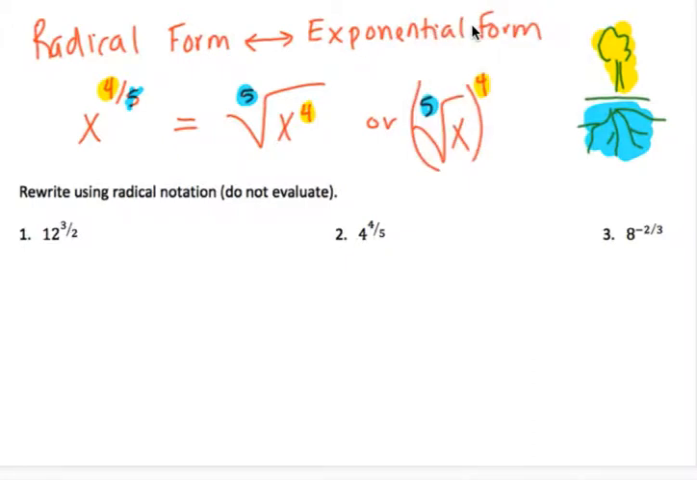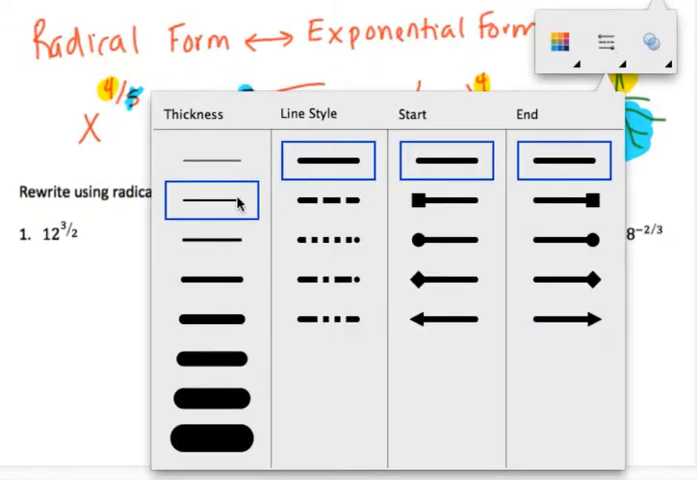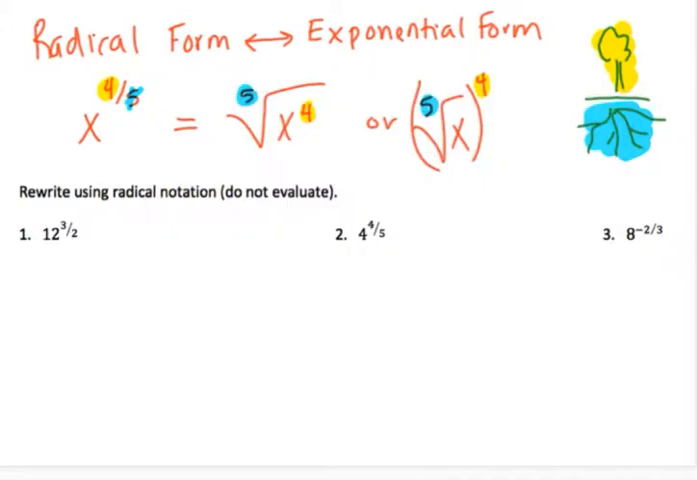All right, so let's look at some examples down here. 12 to the power of 3 over 2. I want to rewrite that using radical notation, and all I'm doing is just rewriting. Notice the power is 3 and the root is 2. When you have a root of 2, you don't have to write it. It's assumed, square root.